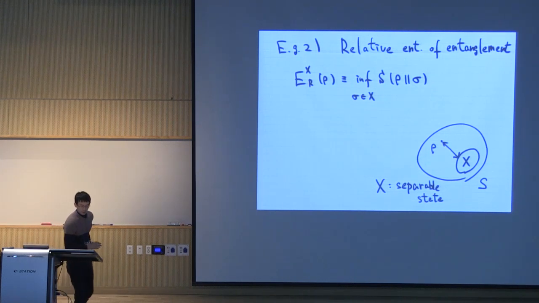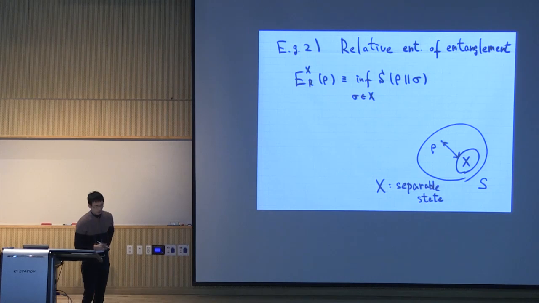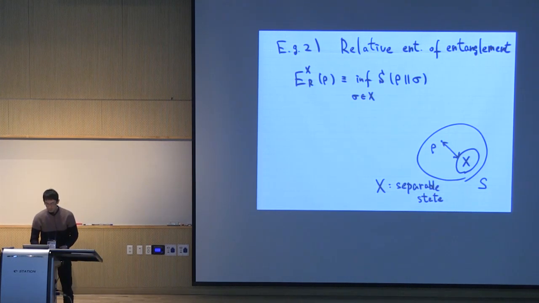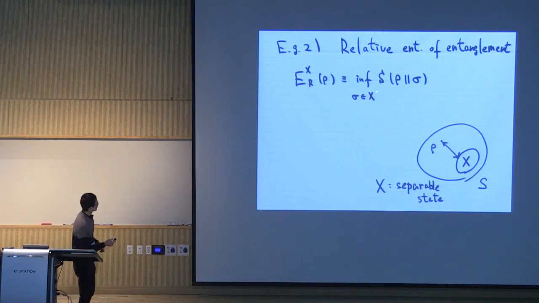Although it satisfies all the axioms, it's not so useful due to this definition, because you have to take an infimum. Even in quantum mechanics, it's not so easy to compute this quantity. And recently, especially when you go to quantum field theory, it's not so clear how to estimate it.